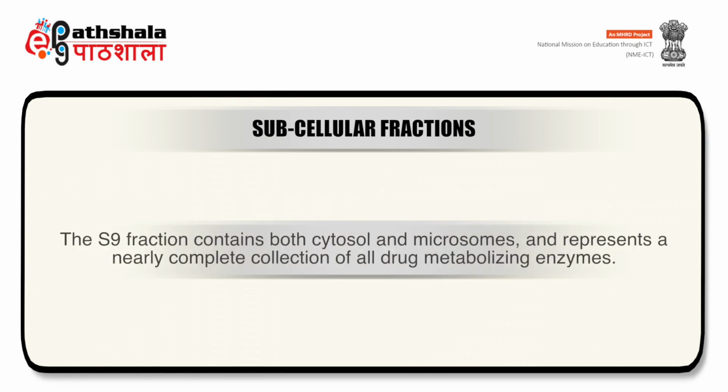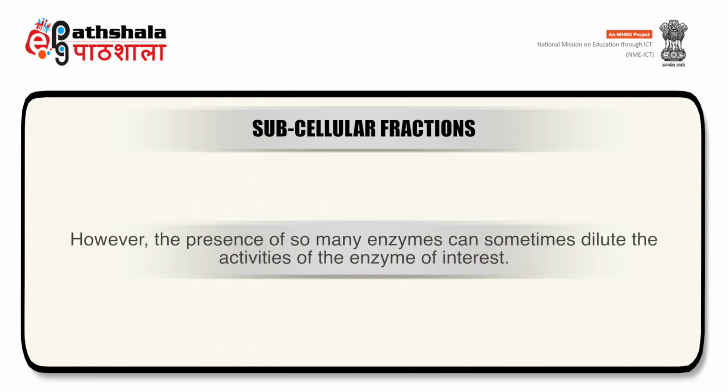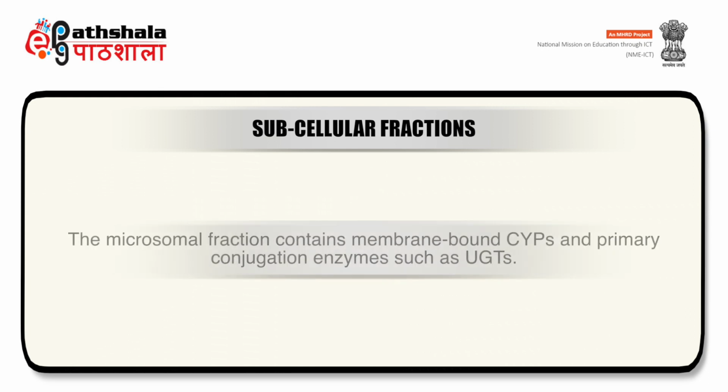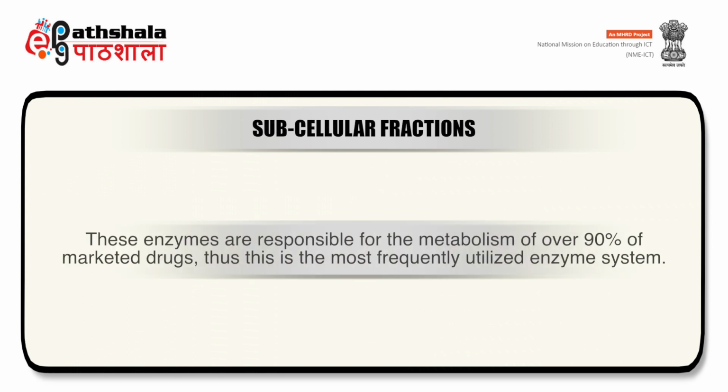The S9 fraction contains both cytosol and microsomes and represents a nearly complete collection of all drug metabolizing enzymes. However, the presence of so many enzymes can sometimes dilute the activity of the enzyme of interest. The microsomal fraction contains membrane-bound CYPs and primary conjugation enzymes such as UGT. These enzymes are responsible for the metabolism of over 90% of marketed drugs. Thus, this is the most frequently utilized enzyme system.